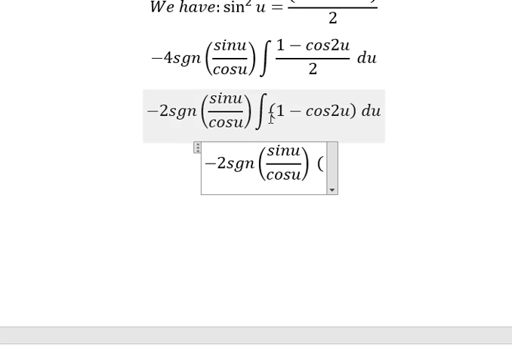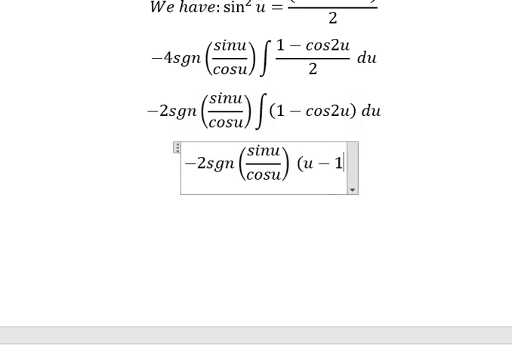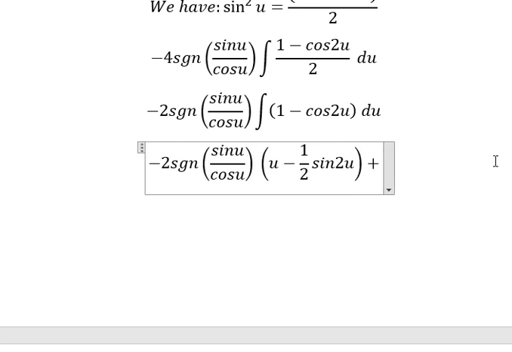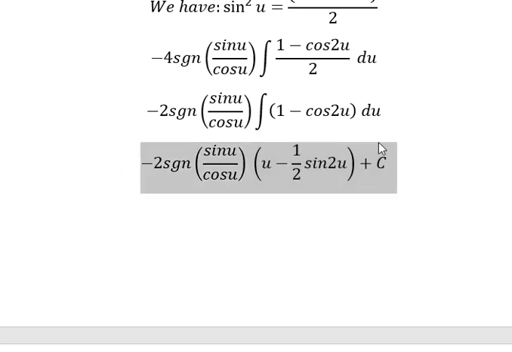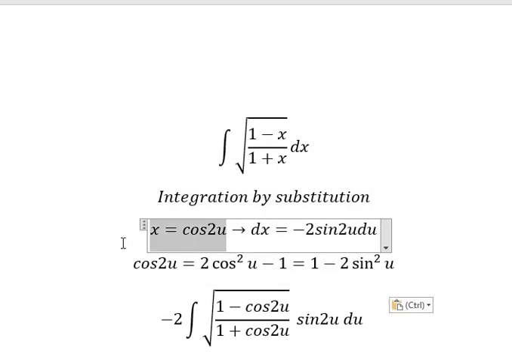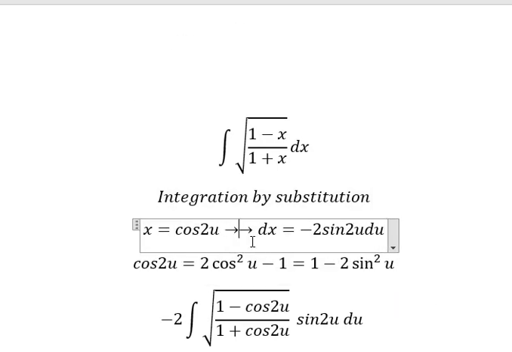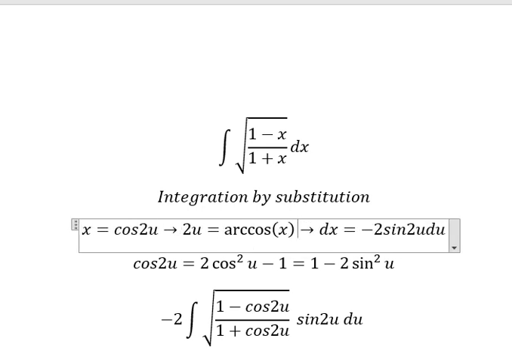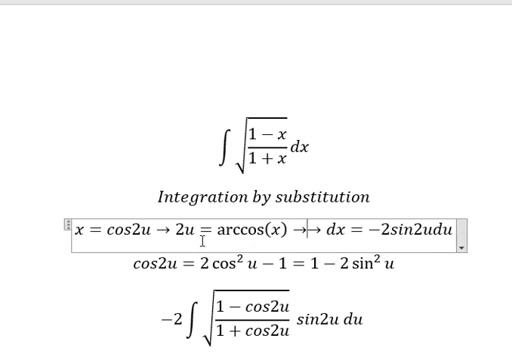The integration of 1 is u. The next one we have 1 over 2 sine 2u, and I will put c. About u, that is this one. So we can find the value of 2u equal to arc cosine of s. Later we divide both sides by 2.